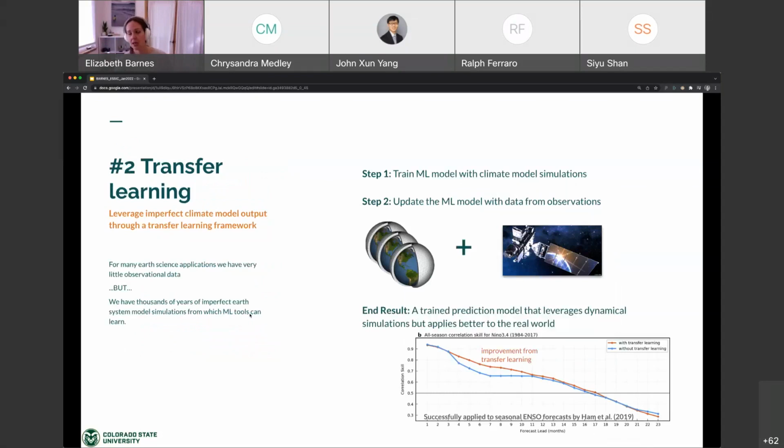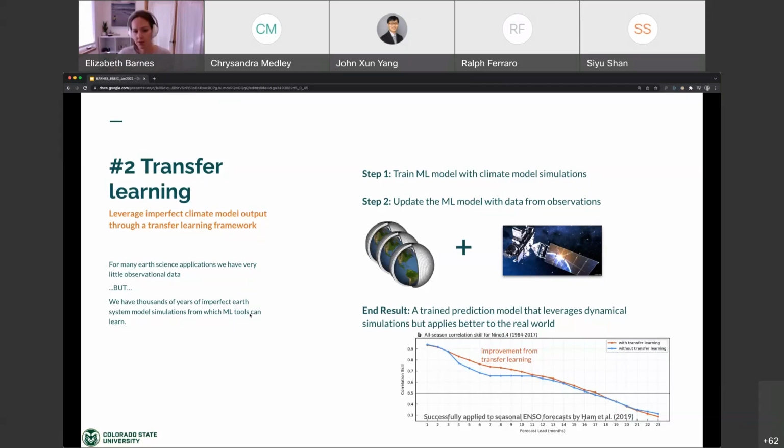The idea that, and this is very similar, by the way, to data assimilation. The concept that we can train a neural network, say on imperfect climate model data, and we know it's not perfect because it learned from imperfect data, right? Our climate models are not perfect. They're wonderful tools though. And then what we do is with the little amount of observations we have, we update that network to try to do a slightly better job on the observations than it was before. And there are examples already in the literature showing how transfer learning can indeed improve forecasts out to about 12 months.